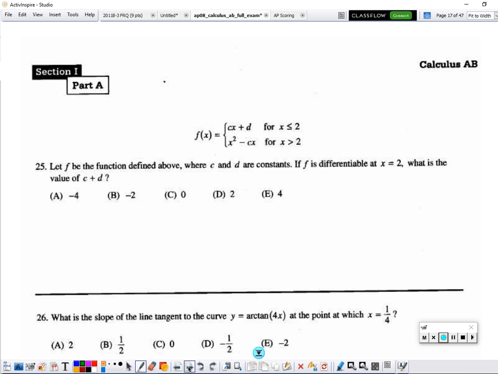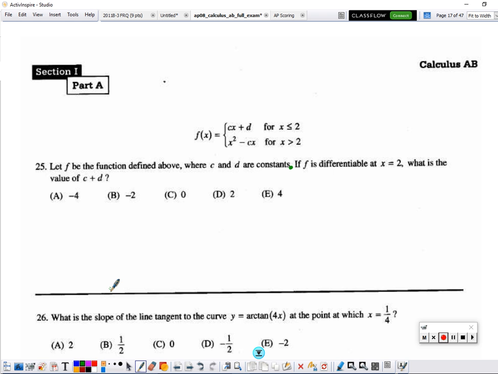So I read slow again. Let f be the function defined above. The other thing I do on the AP test, don't let them intimidate you. Whatever they give you, don't worry about it at all. Just move on. So they gave me f, I don't even think much, just move on. C and D are constants, that's normal. Stop there, I'm good. Okay, so I stopped at the period, nothing special, I keep reading.